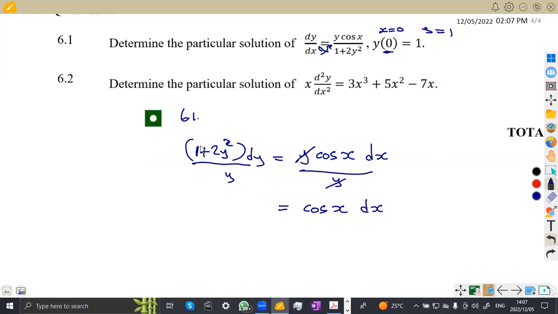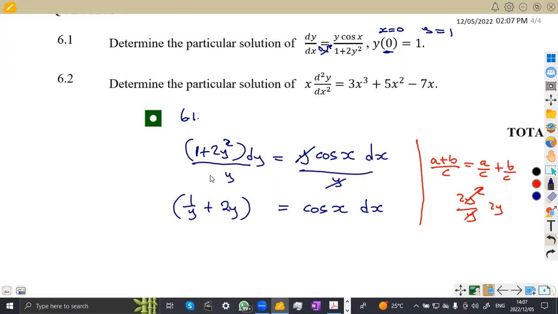But on the left side, we can see that there's a need for us to separate this expression, because remember, (a plus b) over c is the same as a over c plus b over c. So here we're going to separate. It's going to be 1 over y plus that other part. So we're going to have 1 over y plus 2y squared over y. As you can see, this can cancel, and you remain with 2y. So this is what you are going to have as a single expression with respect to y.